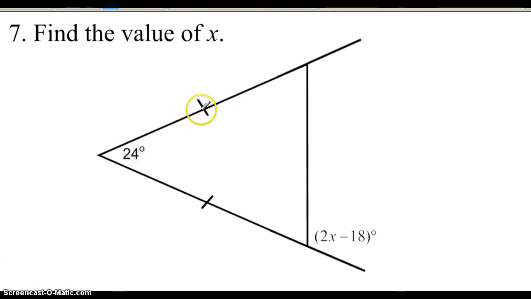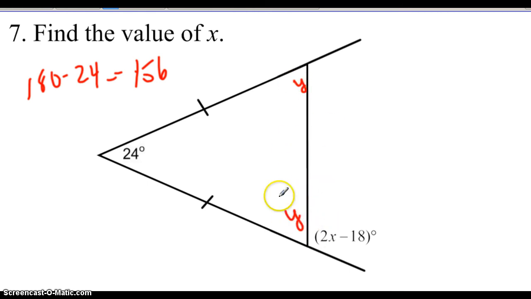So again, in this problem, if I start with the vertex here, which is 24, I'm going to take 180 and I'm going to subtract 24. I'm going to get 156, which means that's what's left in this triangle. But I know that this, I don't want to call it x because there's already an x in my problem, that this y and this y have to be the same. So if I take 156 and divide it by 2, I get that each of these corners are 78. So I'm going to put 78 here.